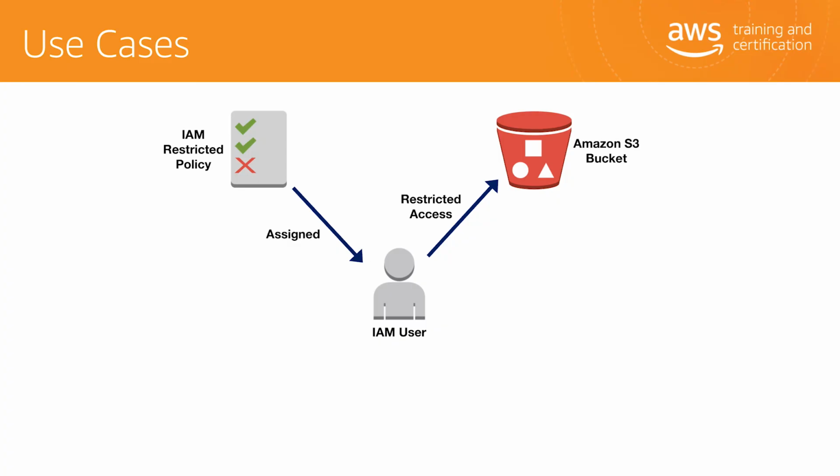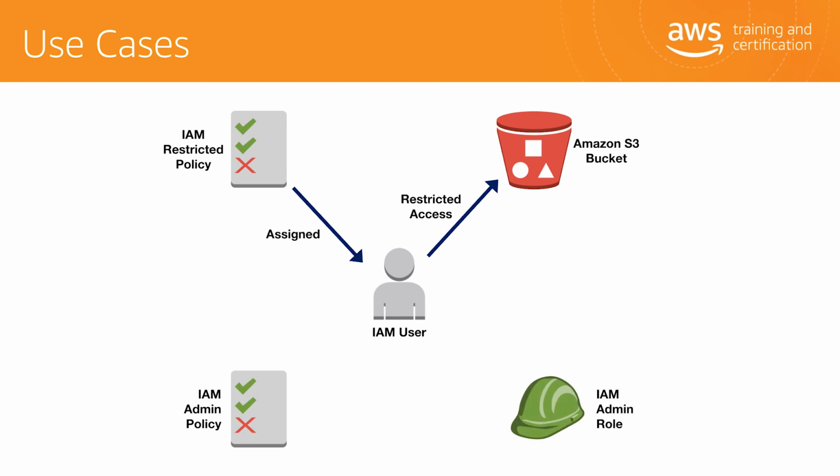Another use case for IAM roles is to provide users, groups, or resources with permissions that they wouldn't usually have assigned to them. Here we have an IAM user that has an IAM policy with restricted access to an Amazon S3 bucket. This user does not normally need administrative privileges to this bucket. However, the user may sometimes have to perform tasks that require administrative privileges. For this purpose, a new IAM admin policy is created, then a new role is created, and the admin policy is attached to the role.